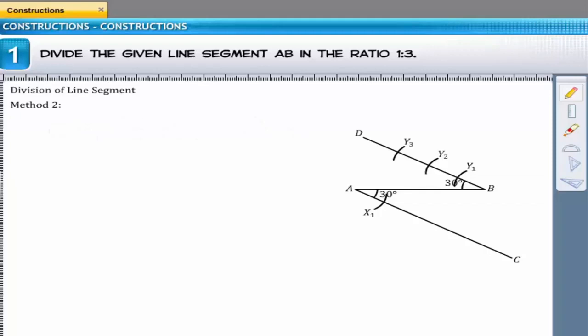As step 4, draw a line to join the points x1 and y3 to intersect AB at point P. Point P divides the line segment AB in the ratio 1 is to 3.